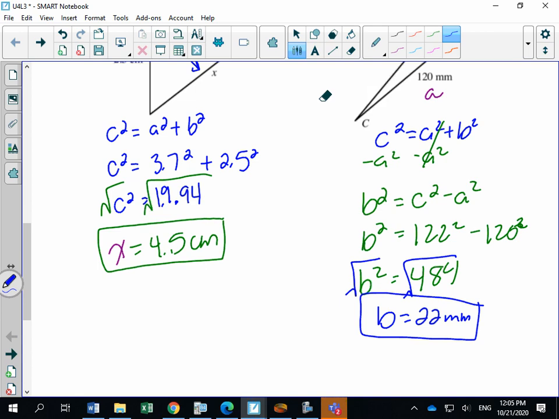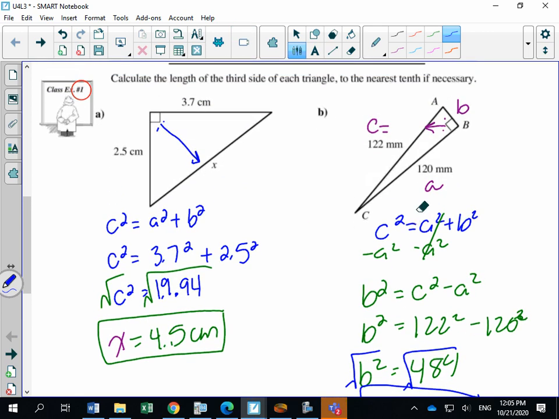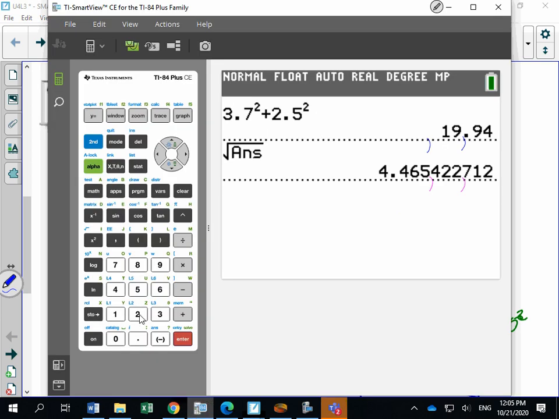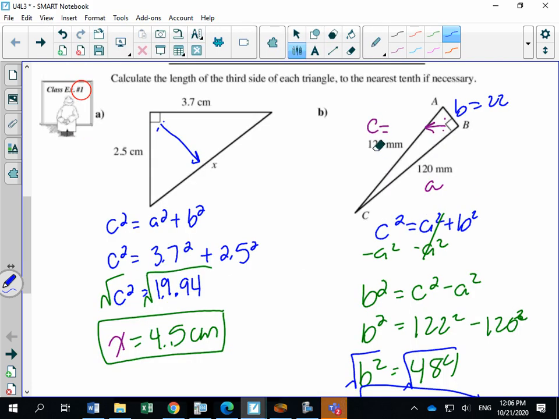Do you guys know what the check would be that you did this correctly? What the check would be, we just got that B is 22, right? So let's type in on our calculator A squared plus B squared, 22 squared plus 120 squared. So that's A squared and B squared, and then that would equal C squared. And let's square root that guy. 122. And then I look at my triangle. The hypotenuse is 122. We did this correctly.